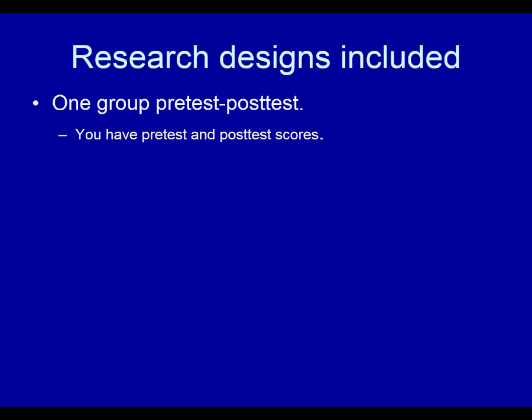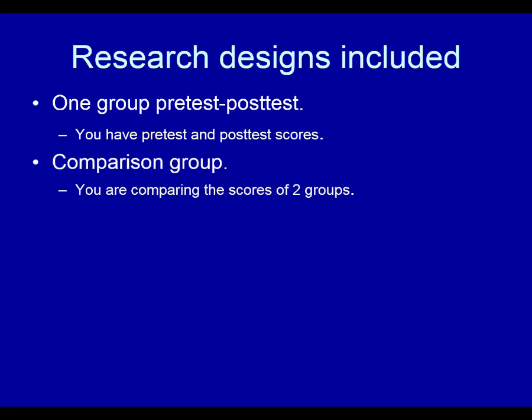The research designs included in this presentation will be the one group pre-test post-test design, where you have pre-test and post-test scores for a single group of people. The comparison group design, when you're comparing the scores of two groups, in this situation, typically we are talking about comparing the gain scores of two groups. Two groups have had pre-test and post-test scores. You've computed a gain score for every person. So each person in each group has a gain score to be compared.